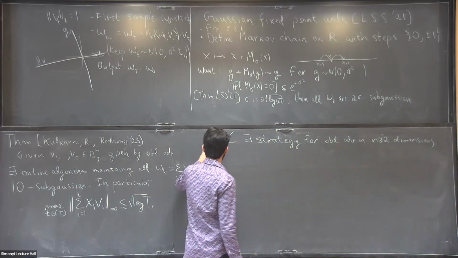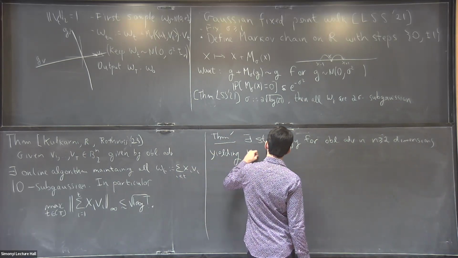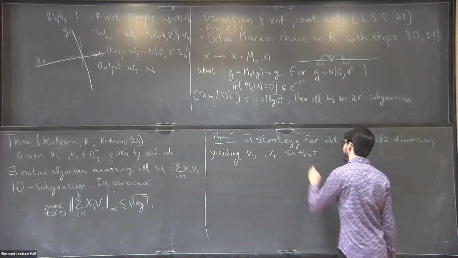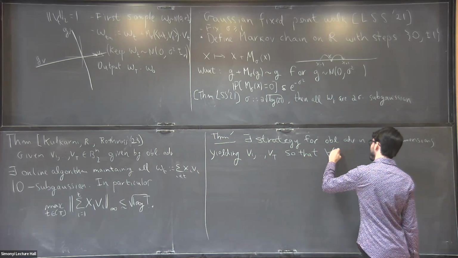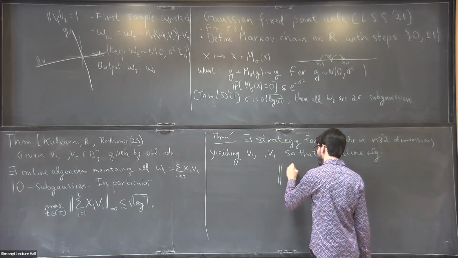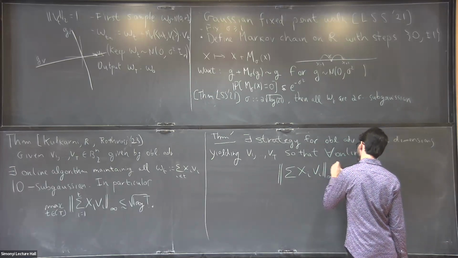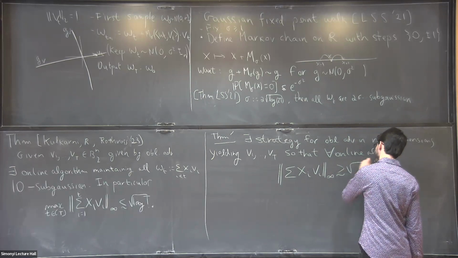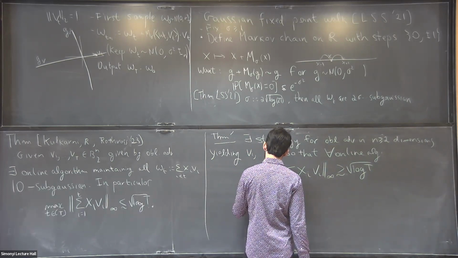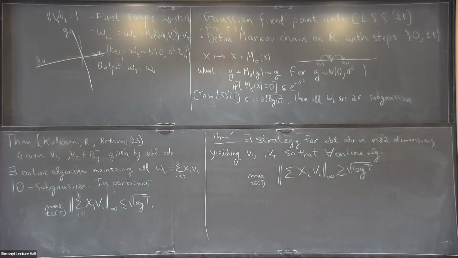And the strategy will yield some vectors. So that essentially no matter what I do, so after a constant factor, this is tight.